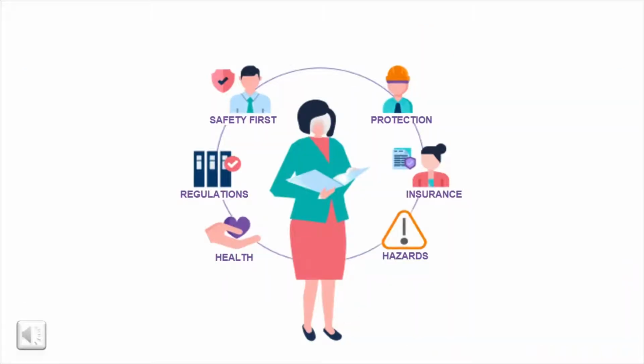As you noticed, there are 6 important icons such as health, regulations, safety first, protection, insurance, and hazards. This is not a simple way of showing what to do and what we need to remember, because these are messages for us to take care of ourselves in order to have a balanced, safe, and successful life.